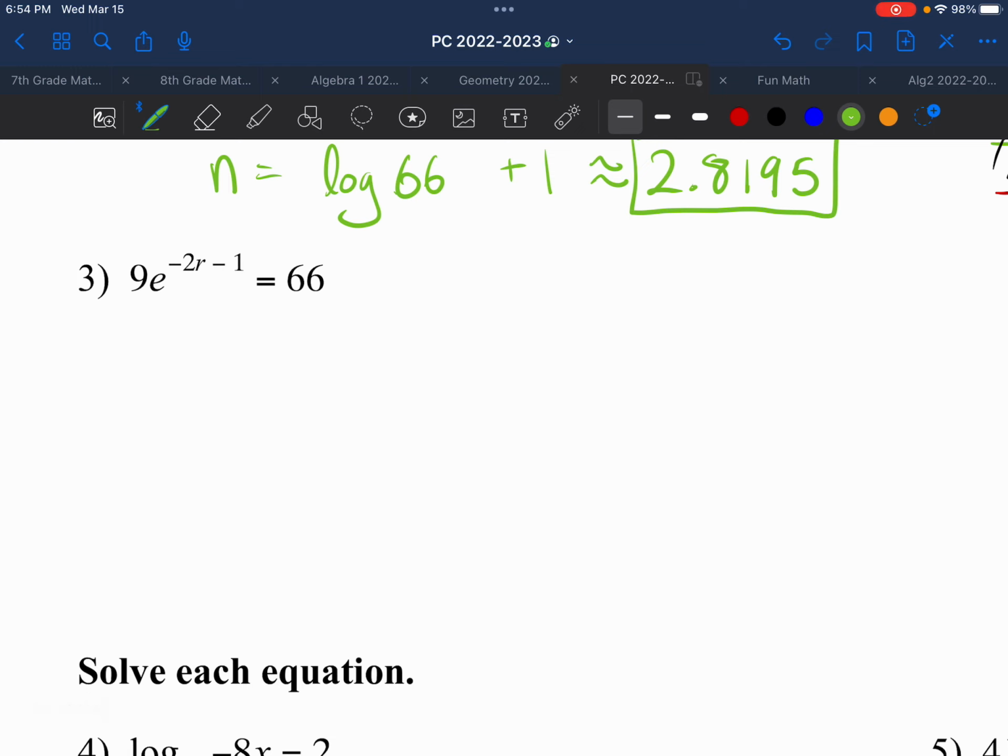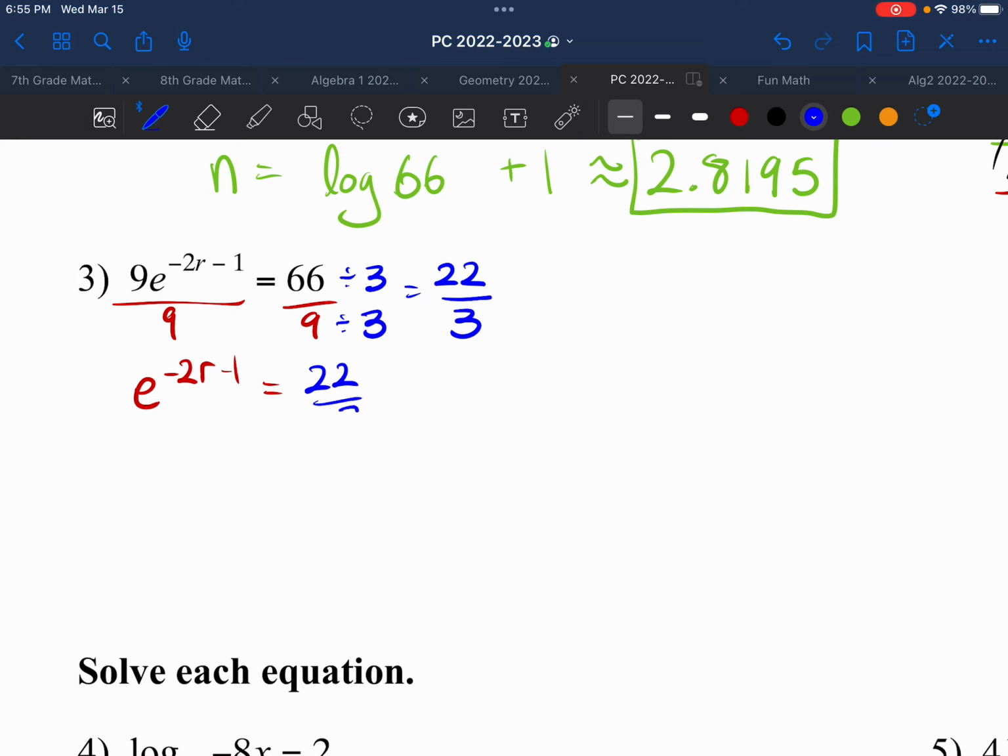How do we do this? Well, I'm looking at this 9. It's not technically part of this exponential function, so I need to get rid of that 9. 9 is being multiplied by that e, so I'm going to undo that multiplication with division. So divide by 9, and I'm now left with just e to the negative 2r minus 1 is equal to 66 over 9, which I guess could be reduced. Let's go ahead and do that. Divide the top and bottom here by 3, and this is going to turn into 22 over 3, and I can't get any farther than that. I'll just leave it like that.